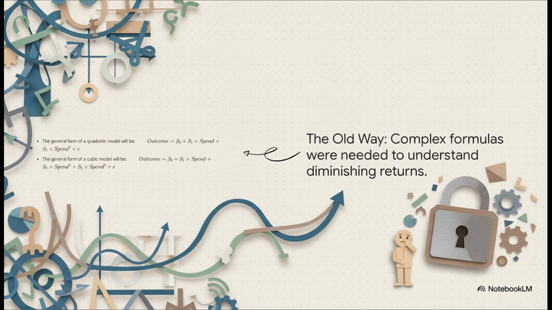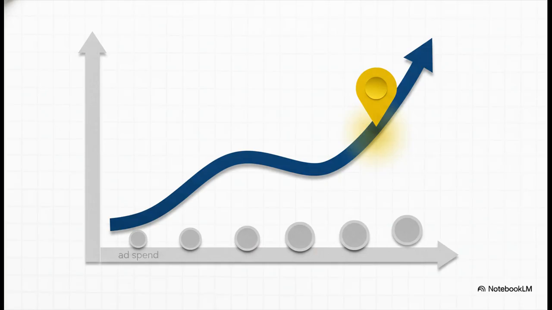To figure out diminishing returns, you had to build and solve these ridiculously complex mathematical formulas. Yeah, I mean, just looking at it, it's something that would require a data scientist to even understand, let alone build from scratch. Now forget all of that. Check out the Modelo way.